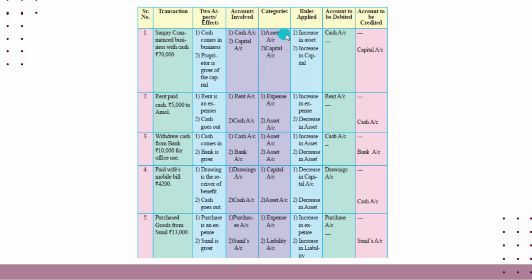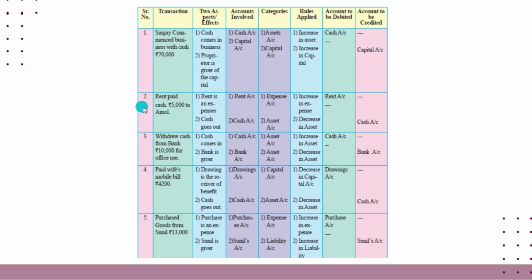So rules applied here. For the asset, what were the rules? Increase in asset is debited and decrease in asset is credited. So here cash came into your business, so assets increased. And for capital, the rules were increase in capital is credited and decrease is debited. So here when you give cash to your business, your capital will increase. Accounts to be debited: cash account will go to the debit side and capital will go to the credit side.